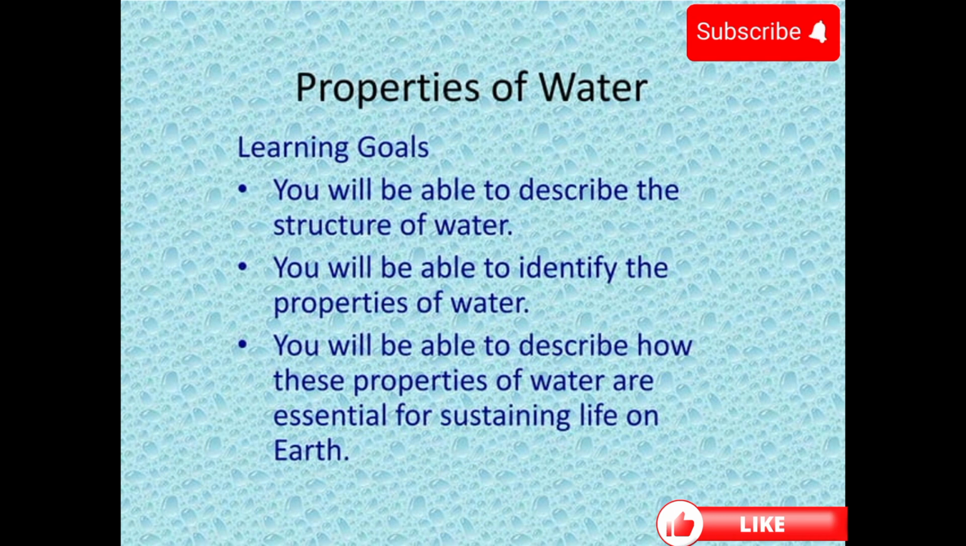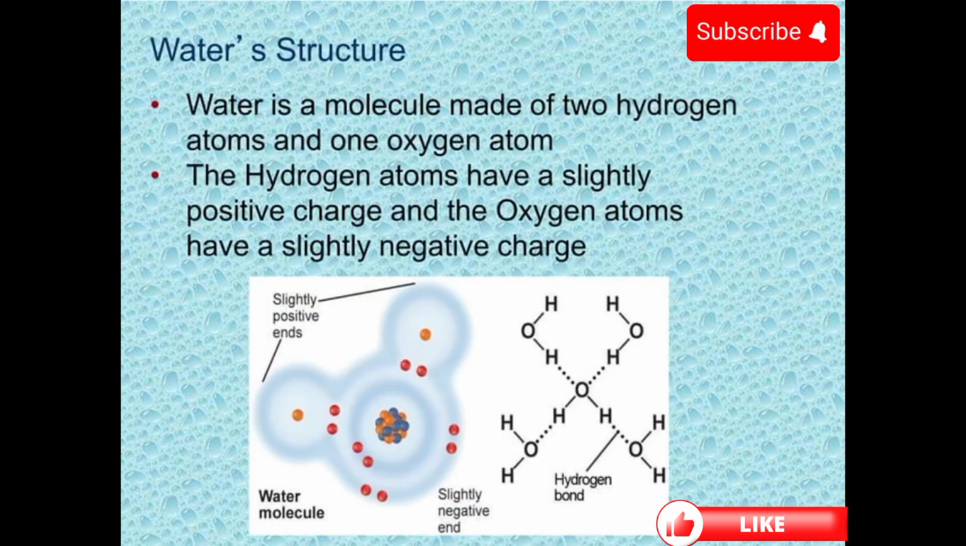The chemical formula of water is H2O, while the chemical name of water is dihydrogen monoxide. So water is a molecule made up of two hydrogen atoms and one oxygen atom. The hydrogen atoms have a slightly positive charge and the oxygen atom has a slightly negative charge. You can see the structure here: hydrogen is a smaller atom, while oxygen is a larger atom.